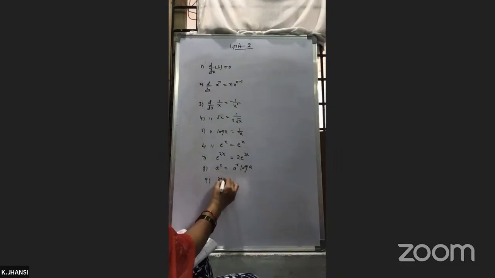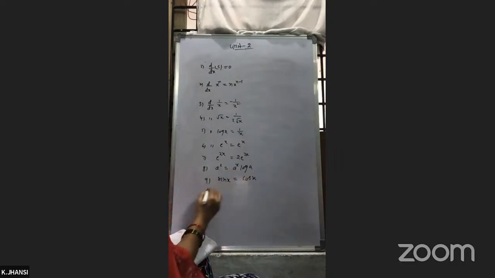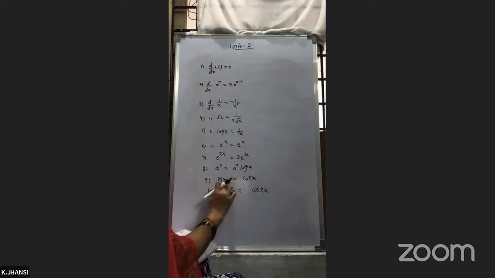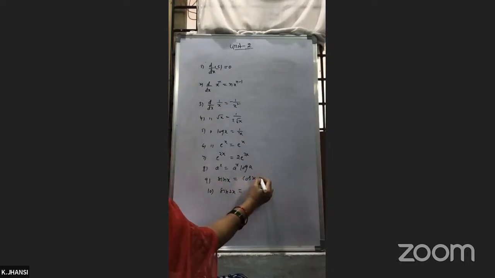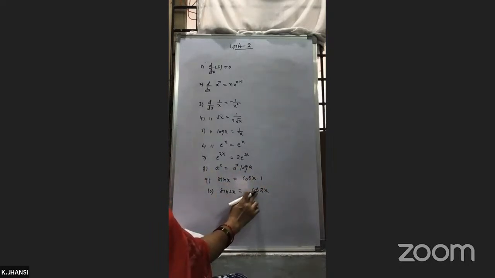Next, d by dx of sin x is cos x. And remember one thing, if you have sin 2x, the differentiation of sin 2x is cos 2x into the differentiation of 2x. If only a single variable x is there, the differentiation of x is 1, so we are not writing it here. Actually, it is like this, into 1. Okay.